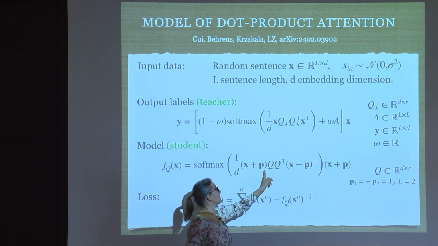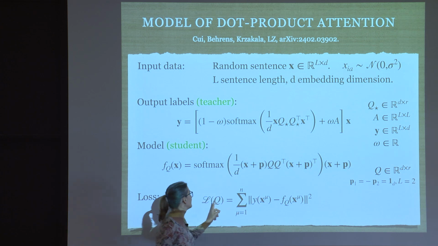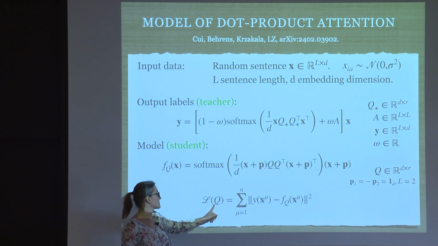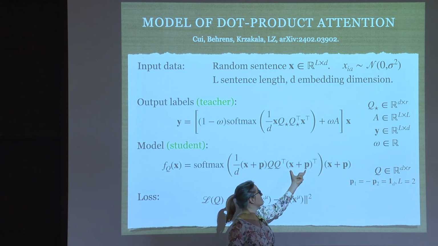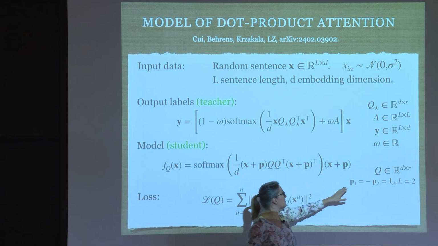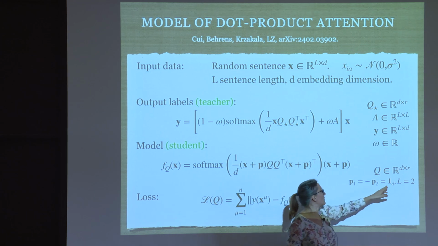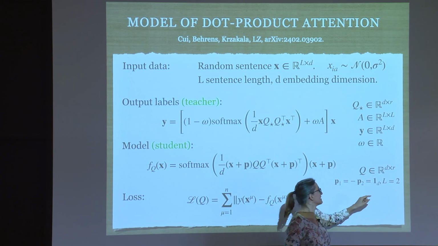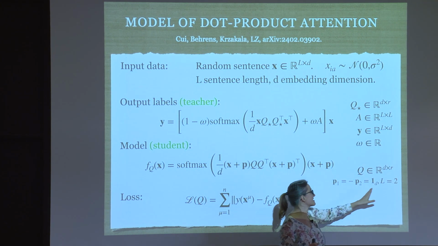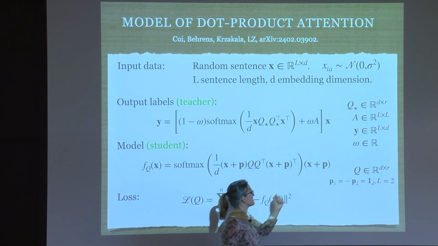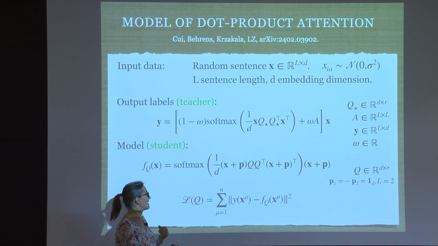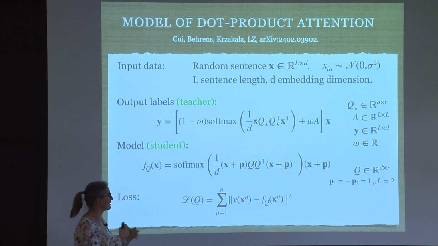The key and query are equal again, and key and query will be the only things that are trainable, so that the loss then depends on this Q. Here we have the X, the signal. We add to it a position, some vector that depends on where we are in the sentence. So we will be considering the simplest case, L equal 2. So our position is just a +1 vector or a -1 vector. This is imposed and known. This is not learned in our case.